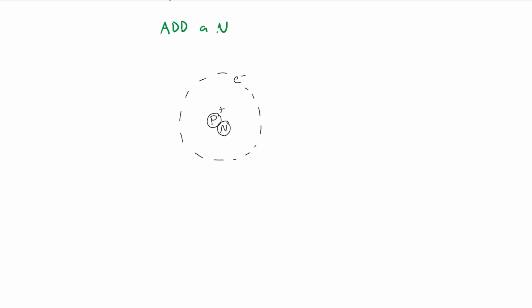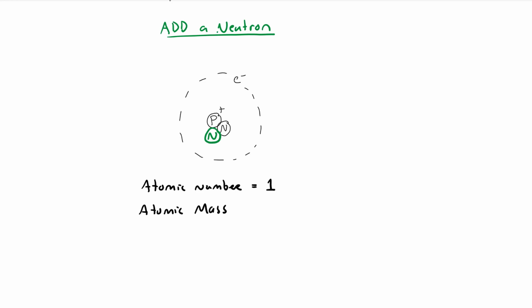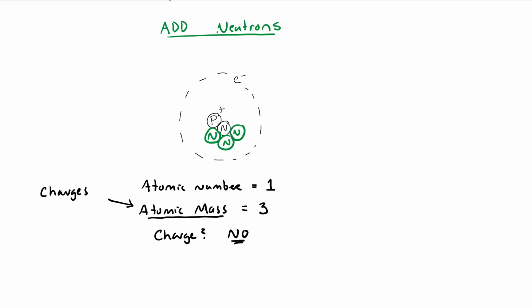So we're looking at an atom of hydrogen again, and we're going to add some neutrons. We'll start with 1. If you add a neutron here, the atomic number, no change at all. It stays 1, because it's the number of protons. The atomic mass, protons plus neutrons, does change. Changes to 3. Is there any charge? No. Neutrons are neutral and don't affect the charge of an atom.